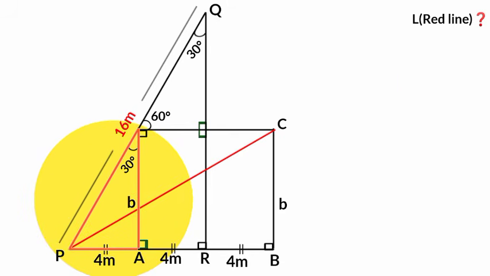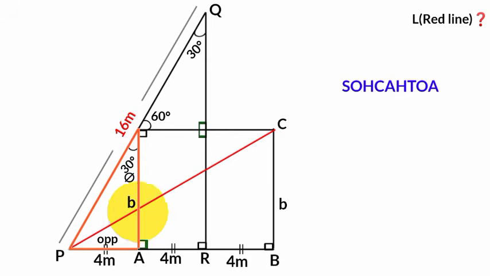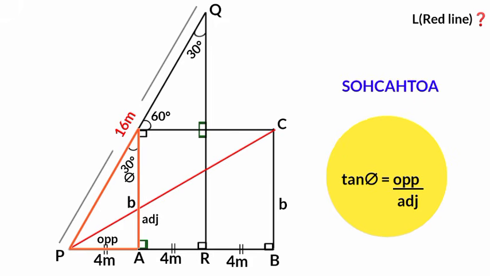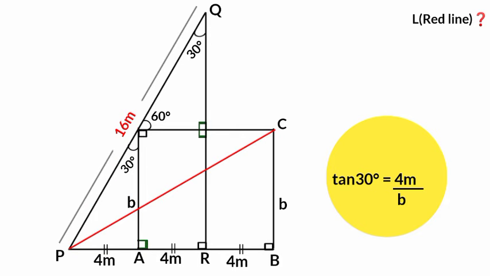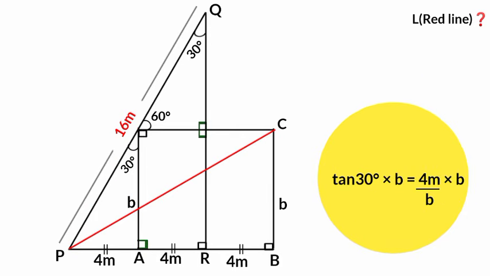Now from this triangle, we can use SOHCAHTOA to relate this side and this side. Taking this angle as theta, this is opposite and this is adjacent. From here, tan theta equal to opposite over adjacent. Theta is 30 degrees, opposite is 4 meters, and adjacent is b. So tan 30 degrees equal to 4 meters over b. We multiply both sides by b.